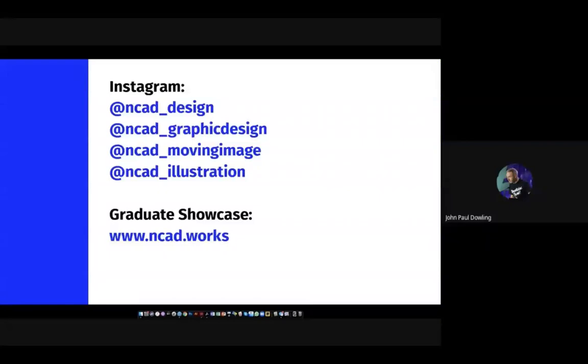Some of our social media handles that you can learn a lot more about our programs, and scroll down through, look over what's been happening over the last year and previous years. We have 4 Instagram pages. We have NCAD Design, which is the overarching communication design page. We've got one for graphic design, moving image design, and illustration. And I would implore you to look at ncad.works, where you'll see the graduate showcase from this year.